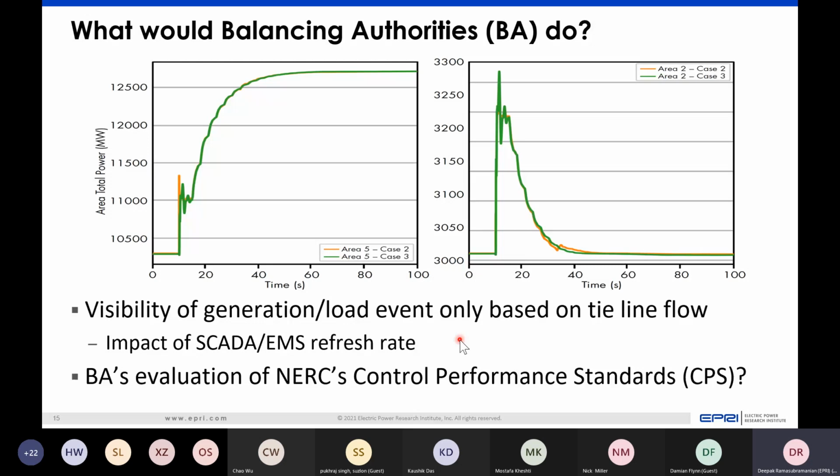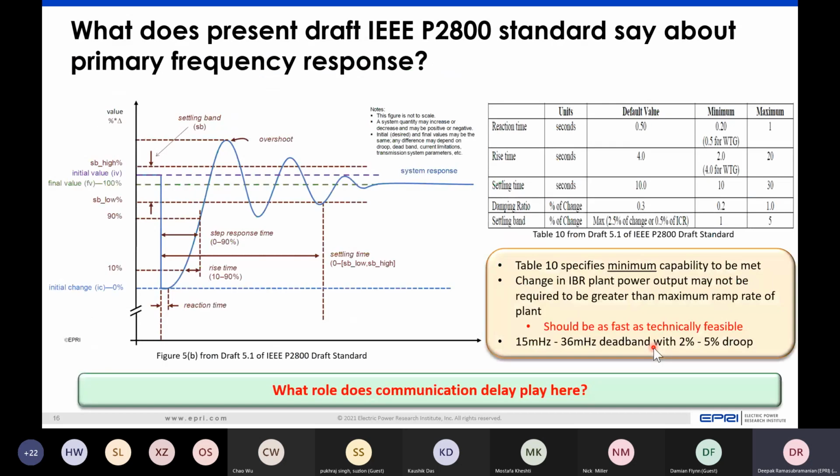It will have an impact on control performance standards. Here in North America, NERC has standards called control performance standards, over which each balancing area is evaluated in terms of how much they contribute to system disturbance and how much they maintain their tie line flows and meet the requirements of the system. So if that kind of operation is brought about, then we might need changes to these control performance standards. And that's an evolving research topic. Speaking about standards, we can now go into the aspect of the draft IEEE 2800 standard.